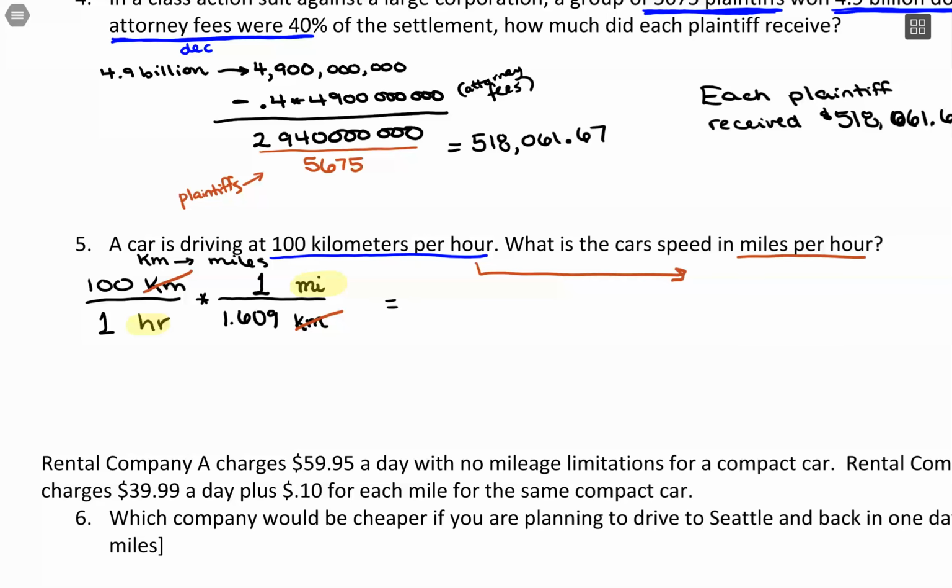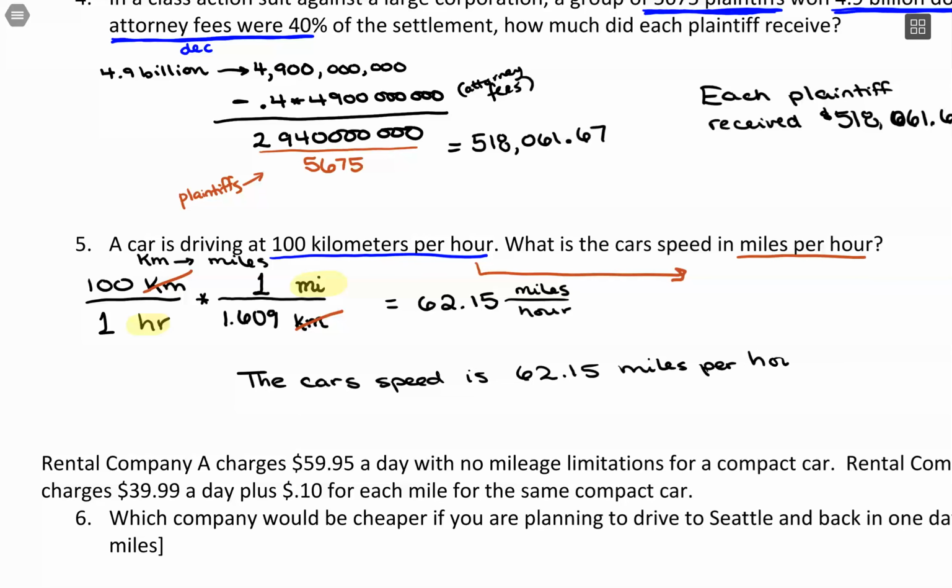So if we take 100 divided by 1.609, this should be 62.15 miles per hour. So what is the car's speed in miles per hour? The car's speed is 62.15 miles per hour.